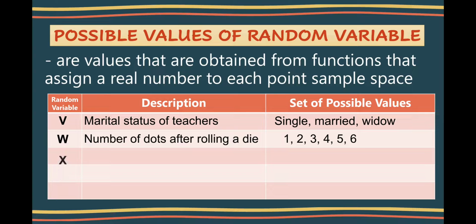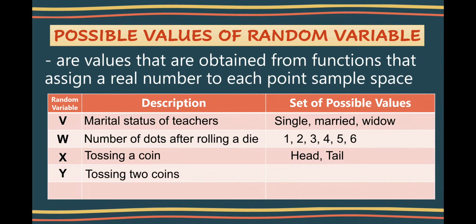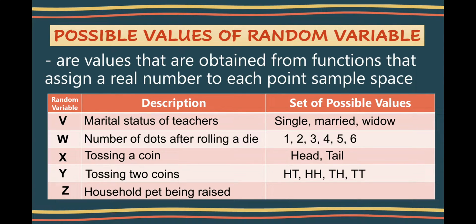For random variable X, wherein X is tossing a coin, the possible values are head and tail. For random variable Y, wherein Y is tossing 2 coins, the possible values are head-head, head-tail, tail-head, and tail-tail. For random variable Z, wherein Z is the household pet being raised, the possible outcomes are dog, cat, mouse, and rabbit.